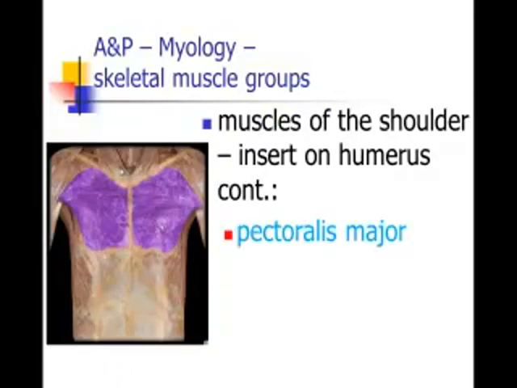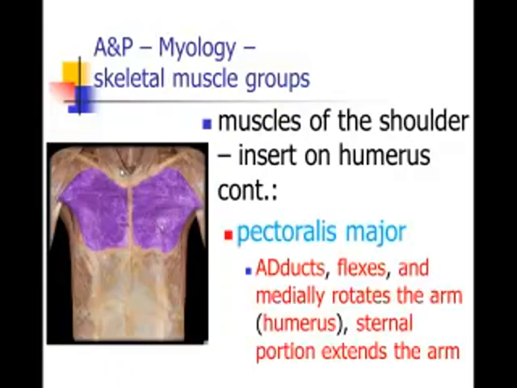And then we have pectoralis major. Pectoralis major, again, is going to have a series of activities: adducts, flexes, and medially rotates the arm. And it has the potential to extend the arm, but this in part depends on what position the arm is in. So if you already flexed your arm and then you contract pectoralis major, it will extend it.